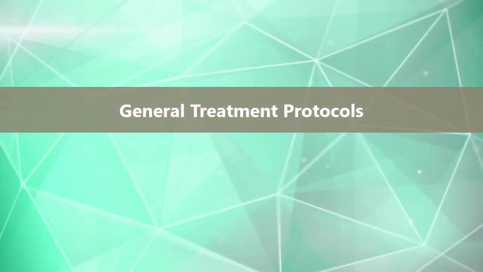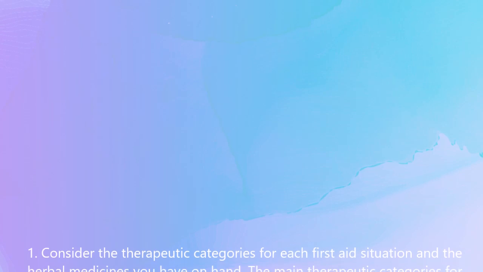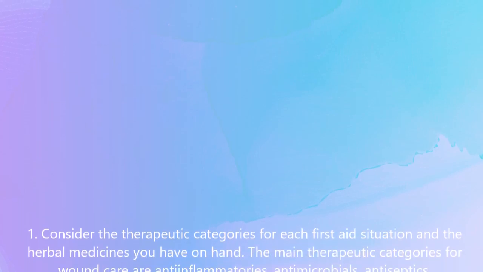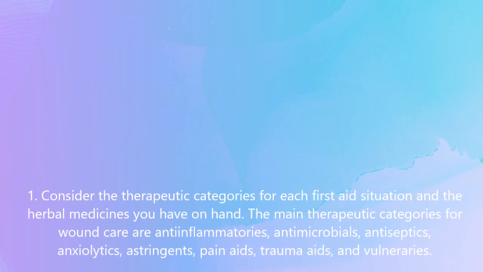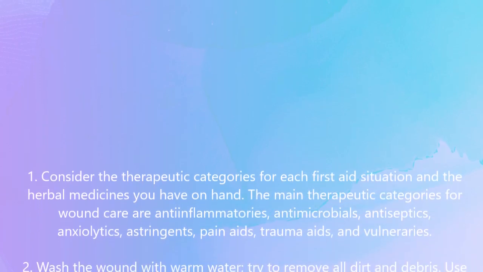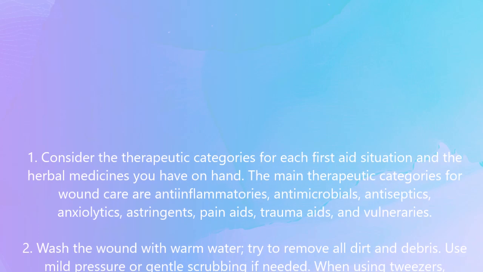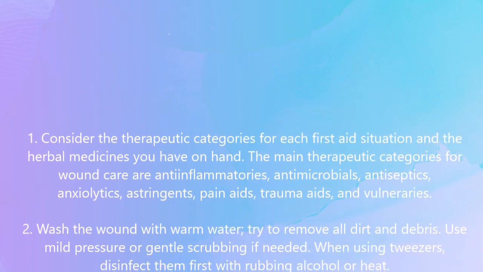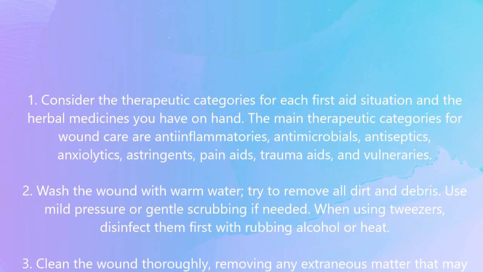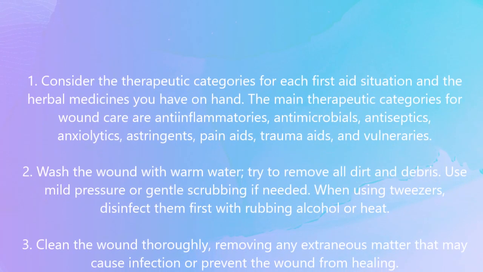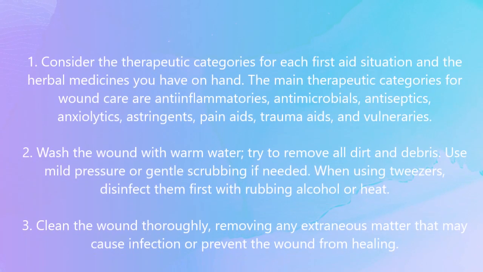General treatment protocols. Consider the therapeutic categories for each first aid situation and the herbal medicines you have on hand. The main therapeutic categories for wound care are anti-inflammatories, antimicrobials, antiseptics, anxiolytics, astringents, pain aids, trauma aids, and vulneraries.